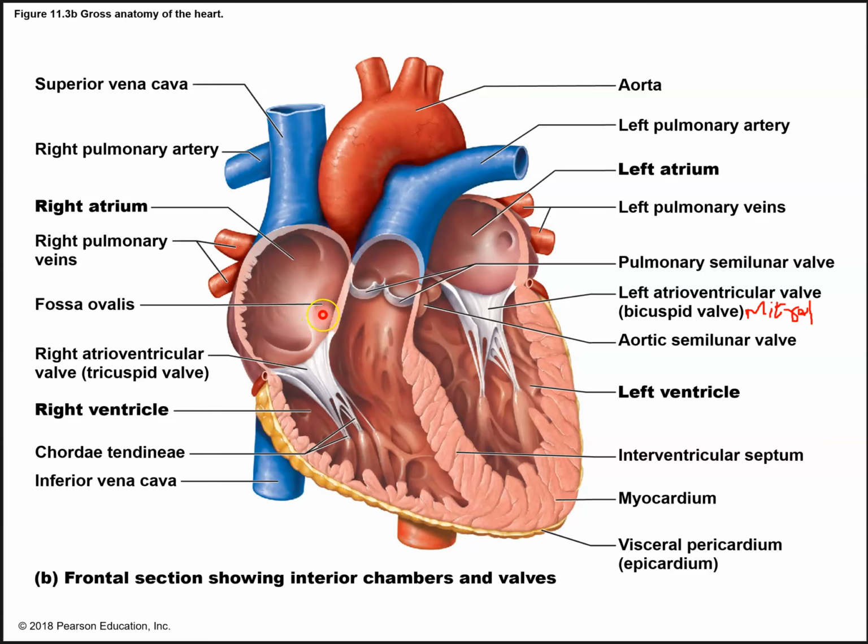Now, right over here you see a tiny oval depression, and this is called the fossa ovalis. The fossa ovalis is the remnant of an opening in the fetal heart. In the fetal heart, this is known as the foramen ovale, and the foramen ovale allows blood in the fetal heart to directly pass from the right atrium to the left atrium. So the whole pulmonary circuit is bypassed in the fetal heart.